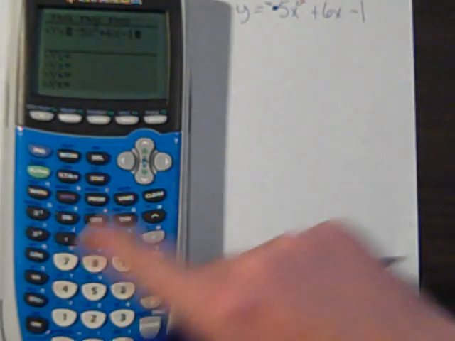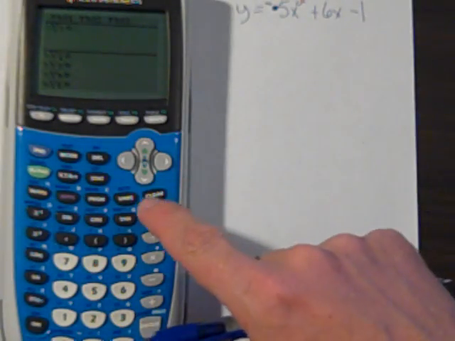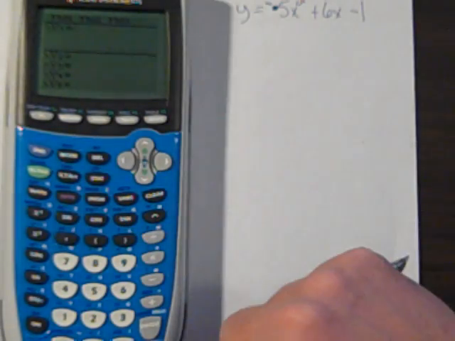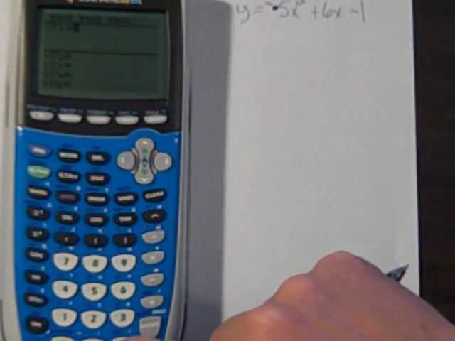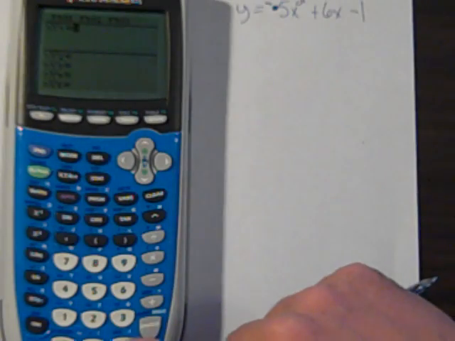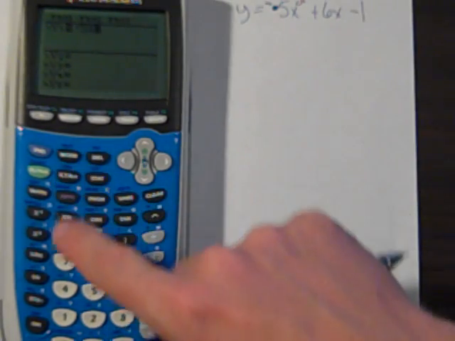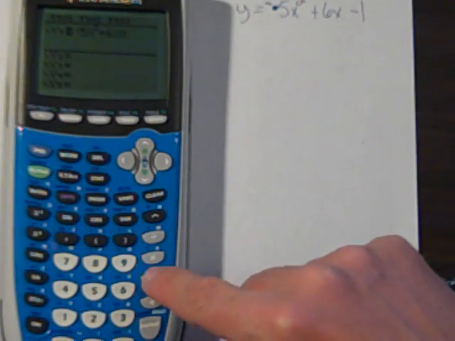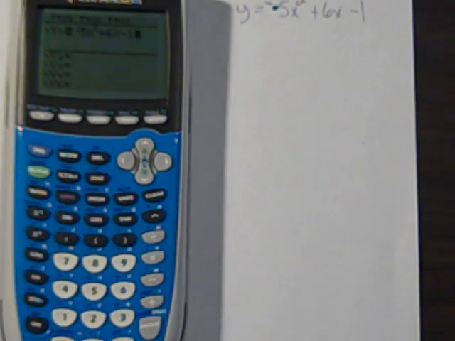Now what I'm going to do is go to my y equals, and make sure everything's cleared out of there. Now I'm going to type in this equation. Remember that your negative button is all the way down here on the bottom. It's just barely off the screen there, sorry, but negative 5x squared plus 6x minus 1. So that's my first equation.